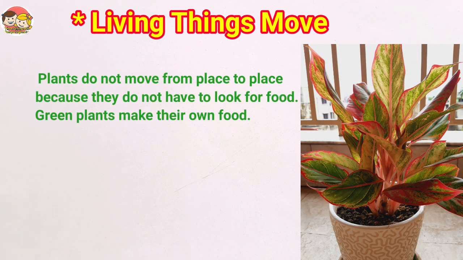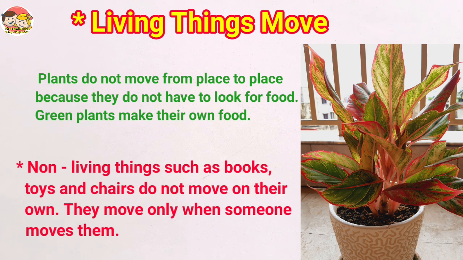Plants do not move from place to place because they do not have to look for food. Green plants make their own food. Non-living things such as books, toys, and chairs do not move on their own. They move only when someone moves them.